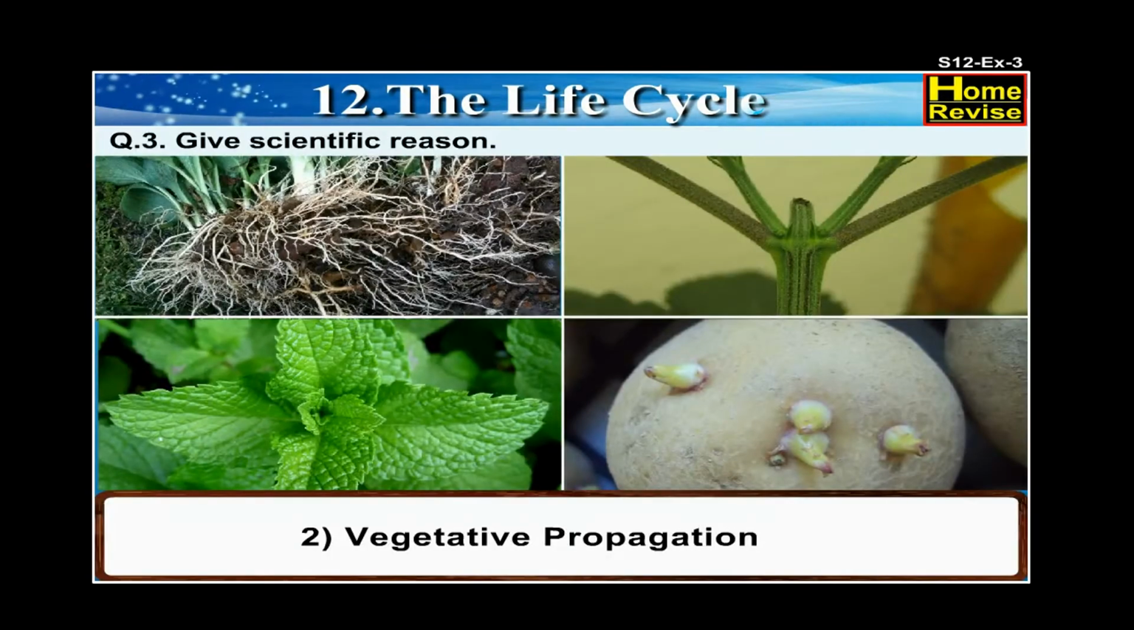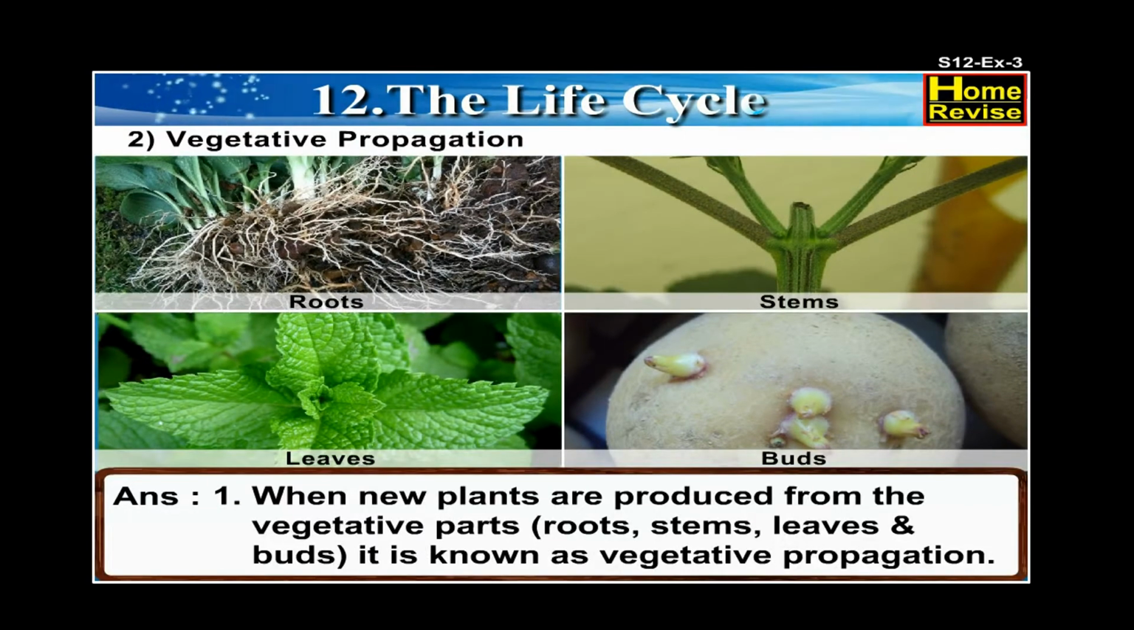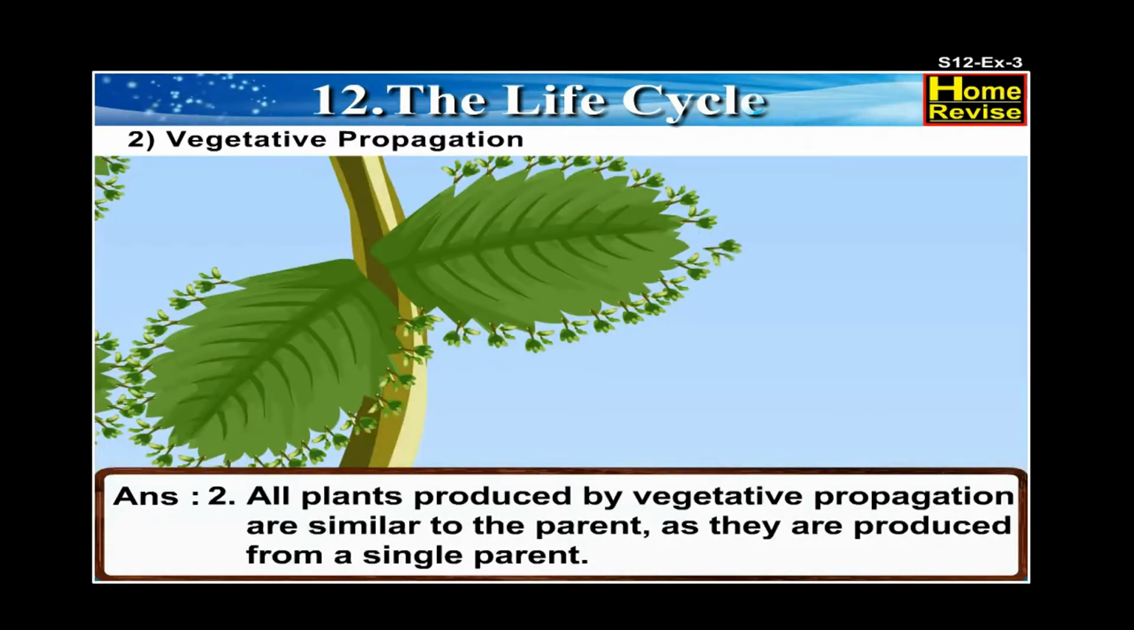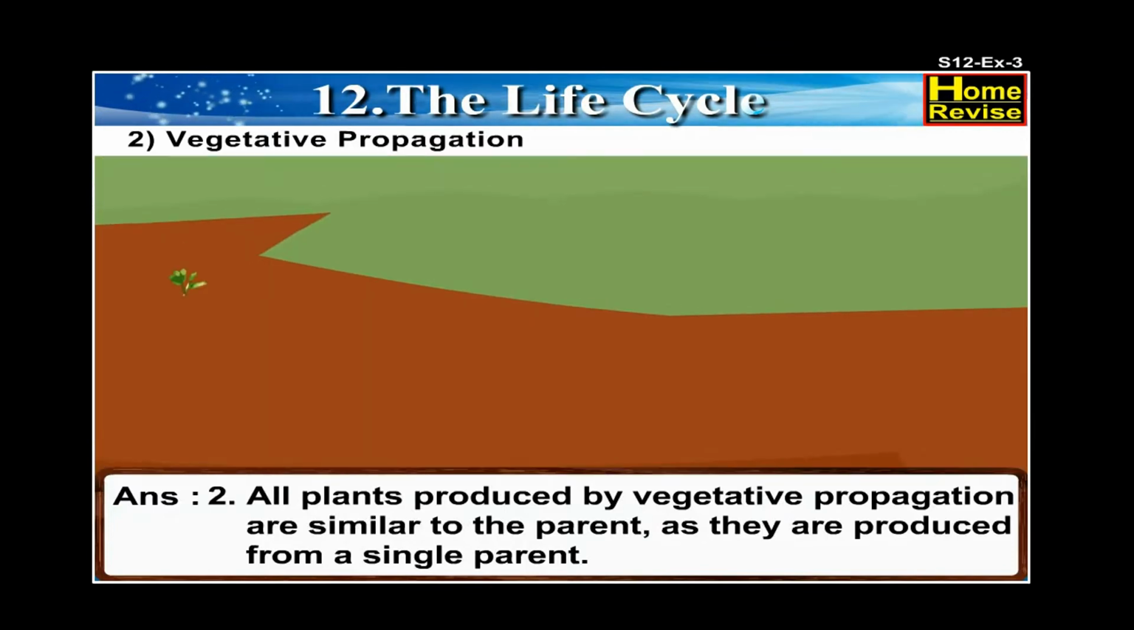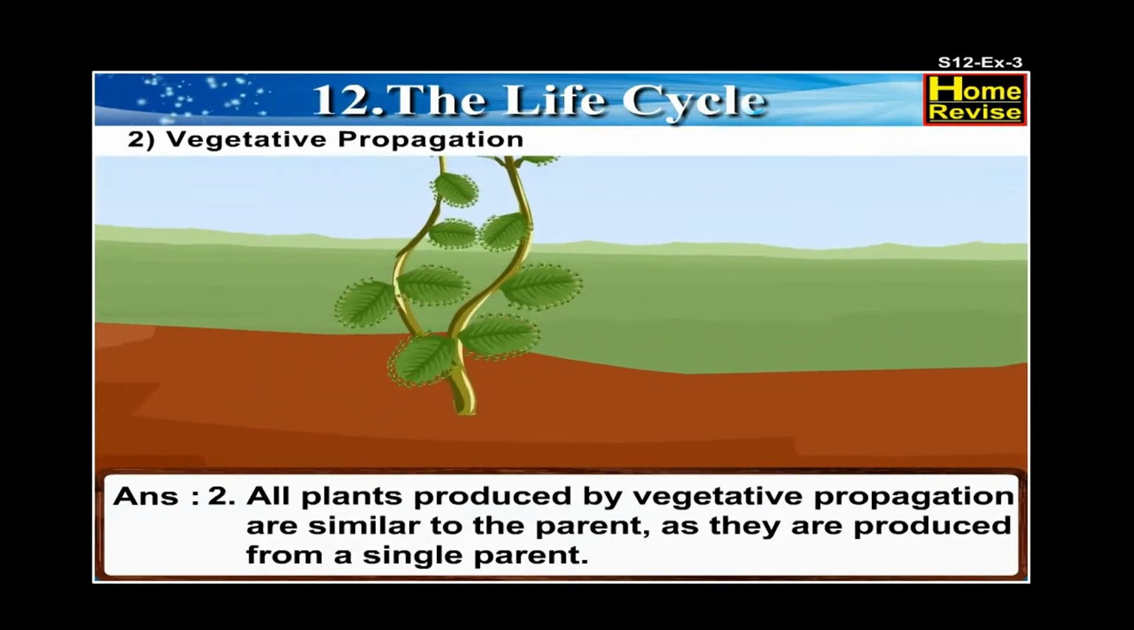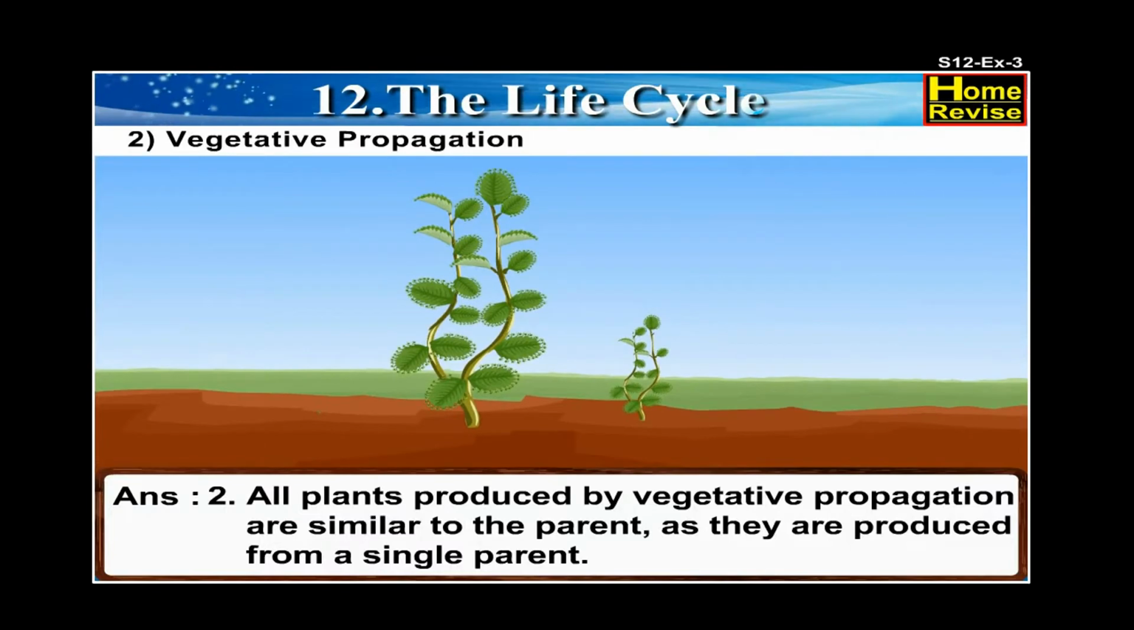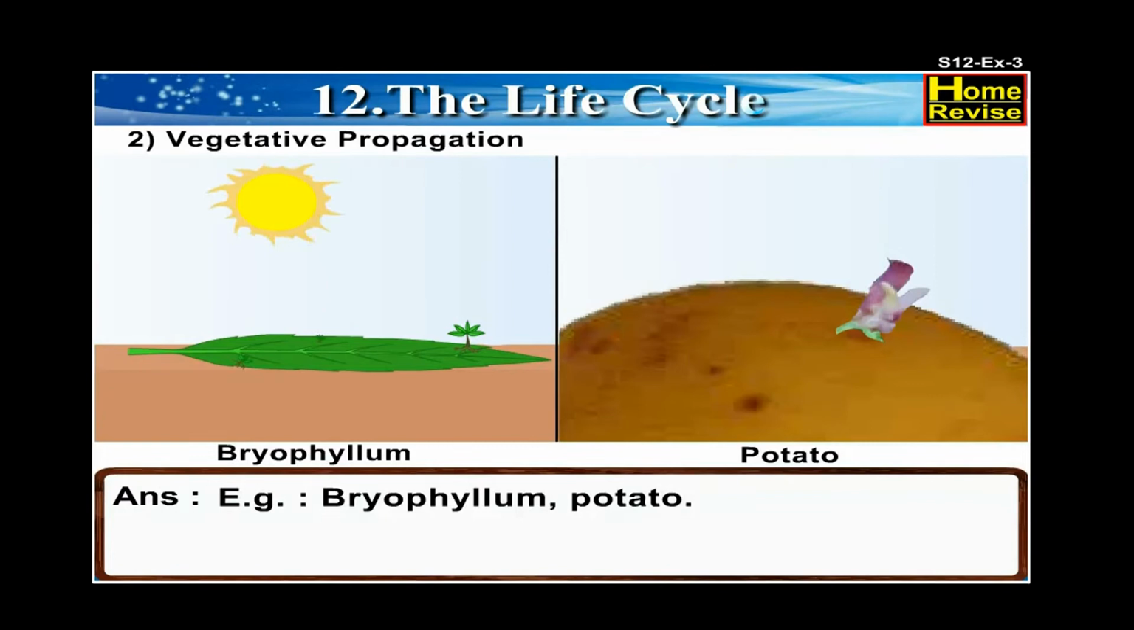Second, vegetative propagation. 1. When new plants are produced from the vegetative parts, that is, roots, stems, leaves, and buds, it is known as vegetative propagation. 2. All plants produced by vegetative propagation are similar to the parent, as they are produced from a single parent. Example, Bryophyllum, potato.